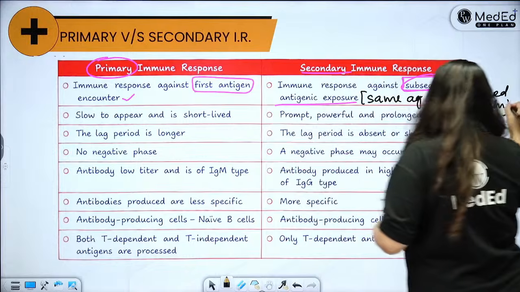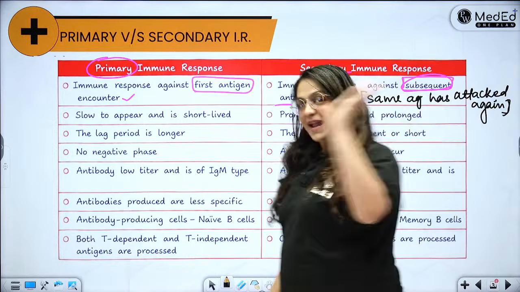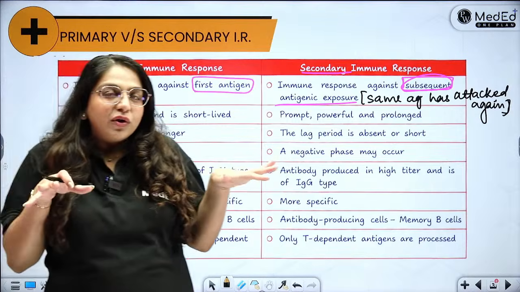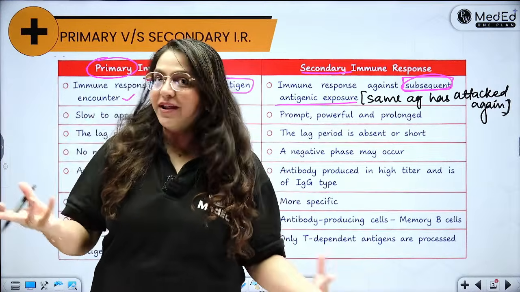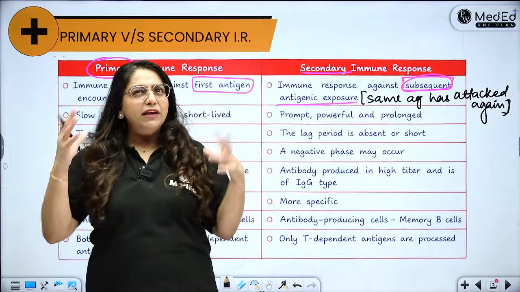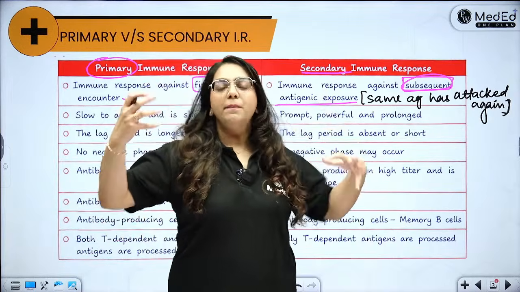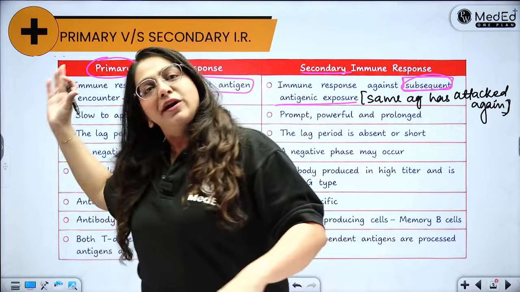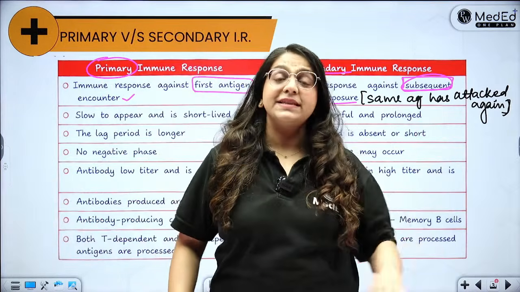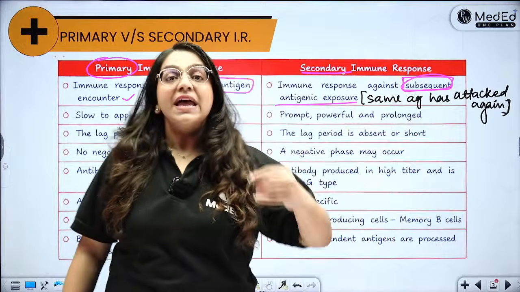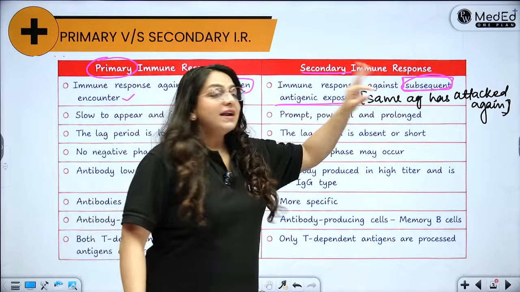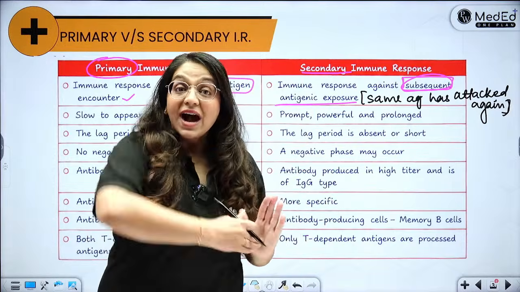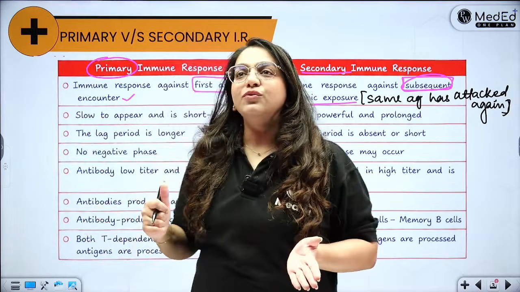And like I always give you the example of a tight slap. The first time you get a tight slap, you had a lag phase. You're like, okay, what happened to me? What happened? Then you take some time and then you realize, and then you have anger building up. Now you're prepared. Second time also, if the tight slap comes, you're going to really hit the other person hard. That is what secondary immune response is. Subsequent attack, the same antigen attacks again. Now the body loses it. Now the body gives a very heightened secondary immune response.